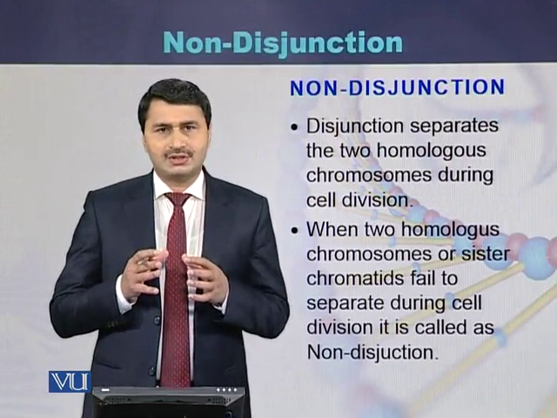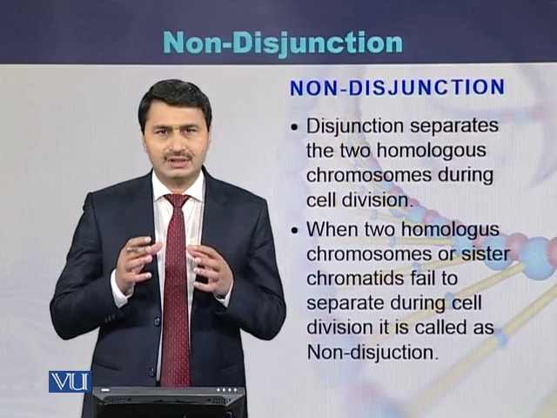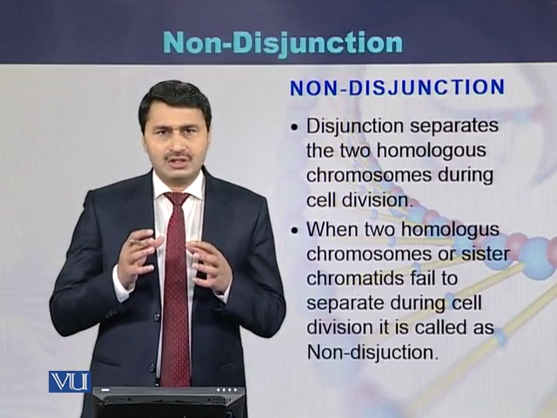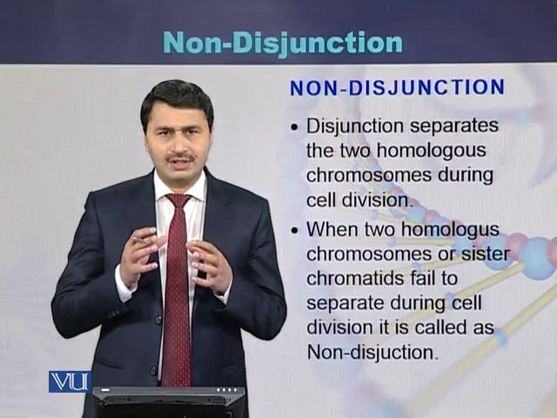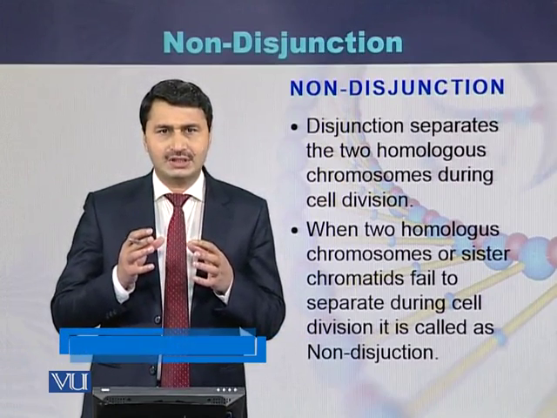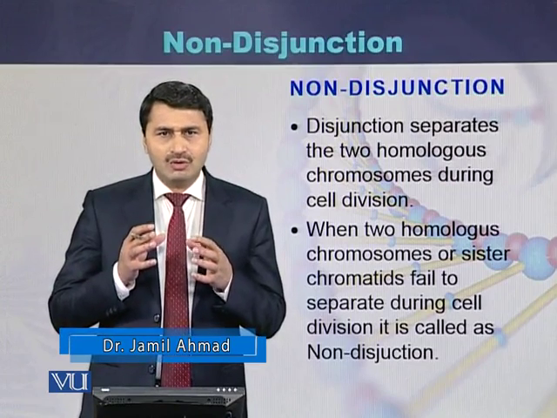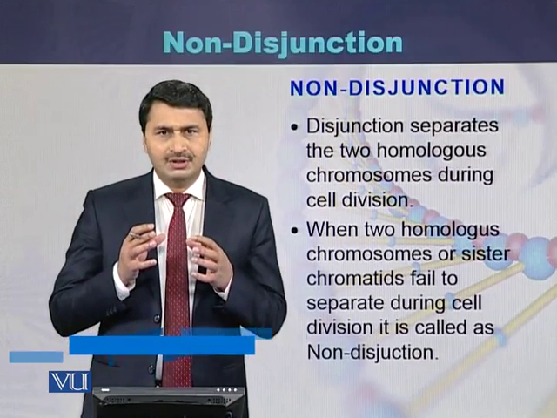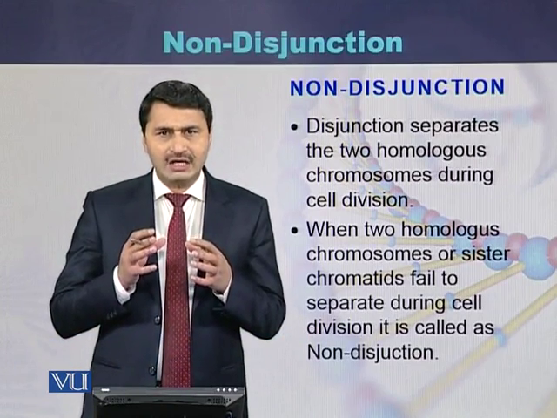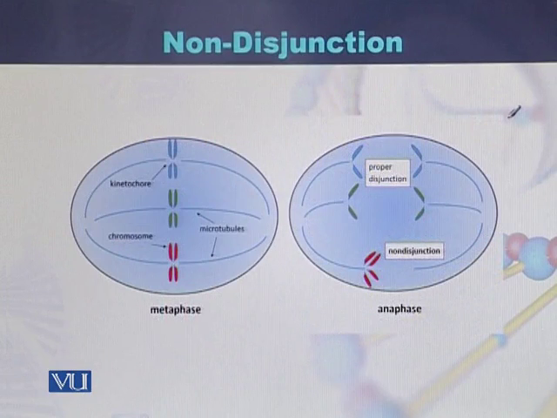Disjunction is a process by which homologous chromosomes separate from each other. This is a process in the case of mitosis where the sister chromatids separate from each other. On the other hand, if the homologous chromosomes or the sister chromatids fail to segregate from each other, such a phenomenon is called non-disjunction.